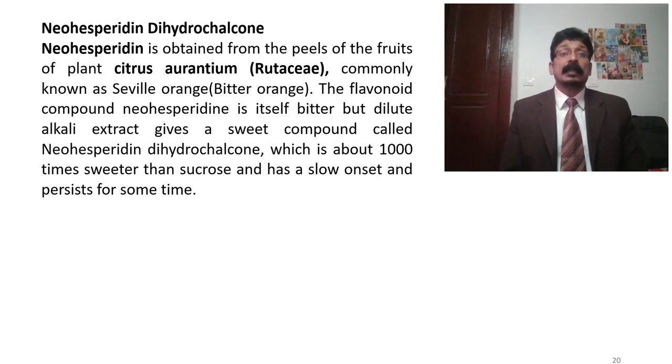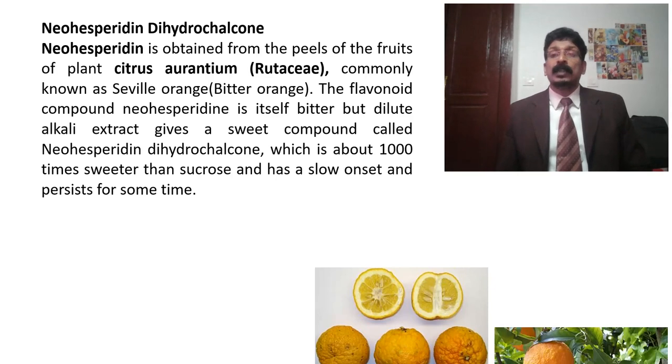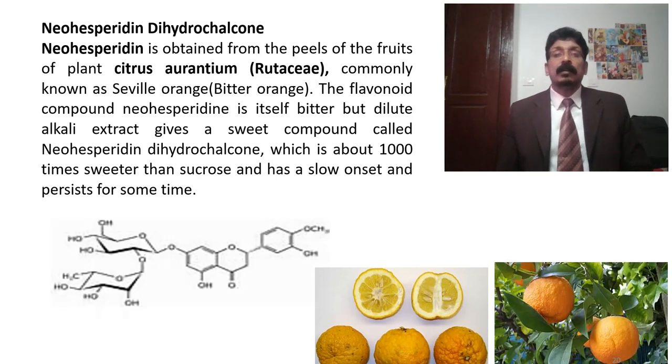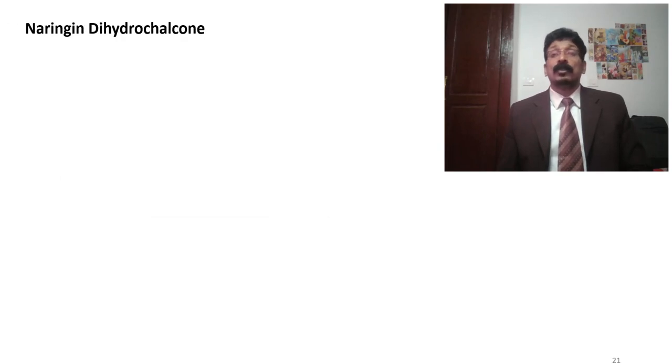extract gives a sweet compound called neohesperidin dihydrochalcone, which is about 1,000 times sweeter than sucrose and has a slow onset and persists for some time. This is that fruit which you know in our place also we have. And this is the structure of neohesperidin. It's a glycosidic linkage of neohesperidin dihydrochalcone, which is a dihydrochalcone classification of natural sweetening agent.